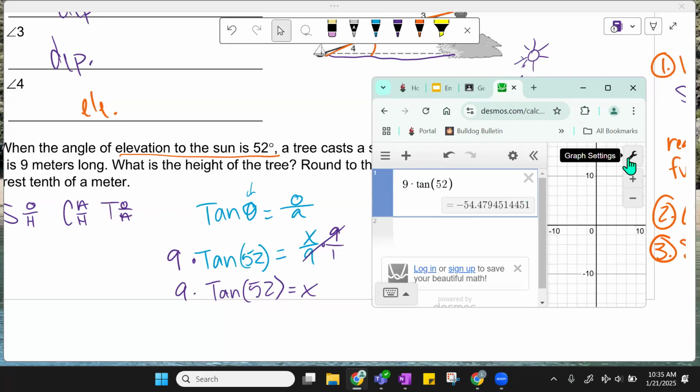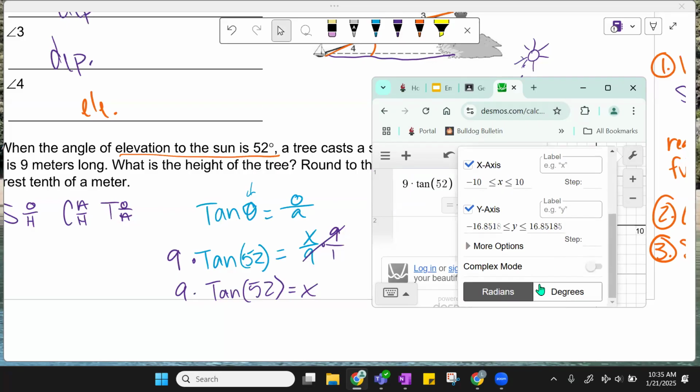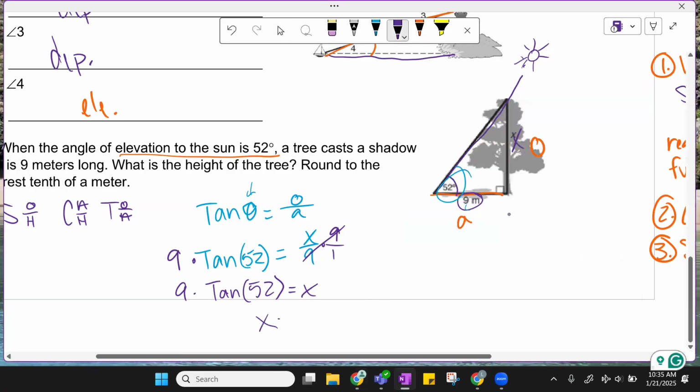So we're going to click this little graph settings button, and we're going to scroll down. It's in radians mode automatically. Go ahead and click the degrees, and now we have 11.51 or 519. So if it says the nearest tenth of a meter, then our answer should be 11.5 meters. Okay, so we're going to have x equals 11.5 meters. Boom, we are done.